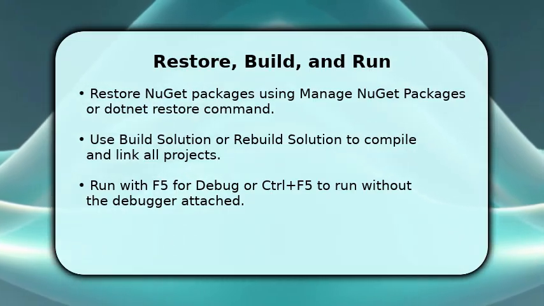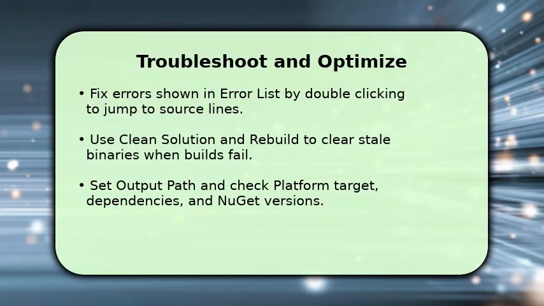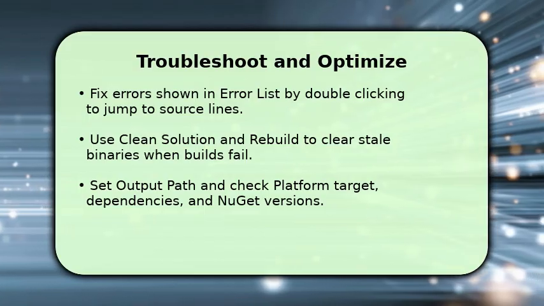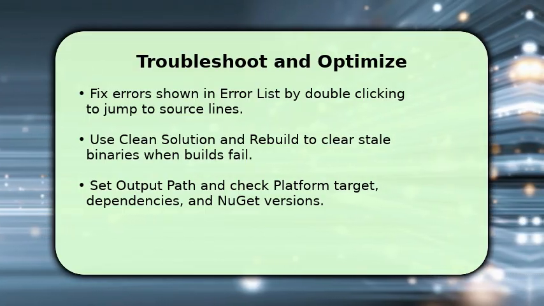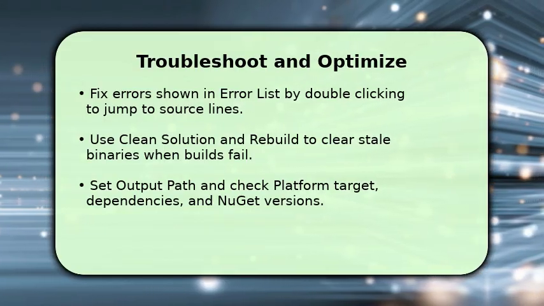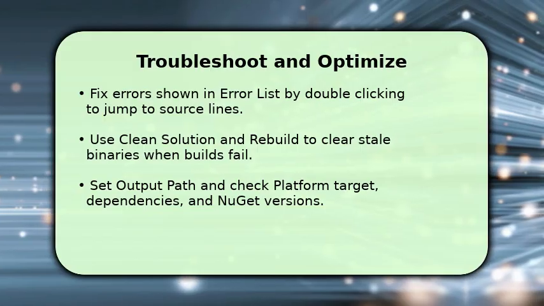When a build fails, open the Error List and double-click errors to navigate. Read each error message and fix code, missing references, or package version conflicts. If the build still fails, use Clean Solution and then Rebuild Solution to remove stale binaries.